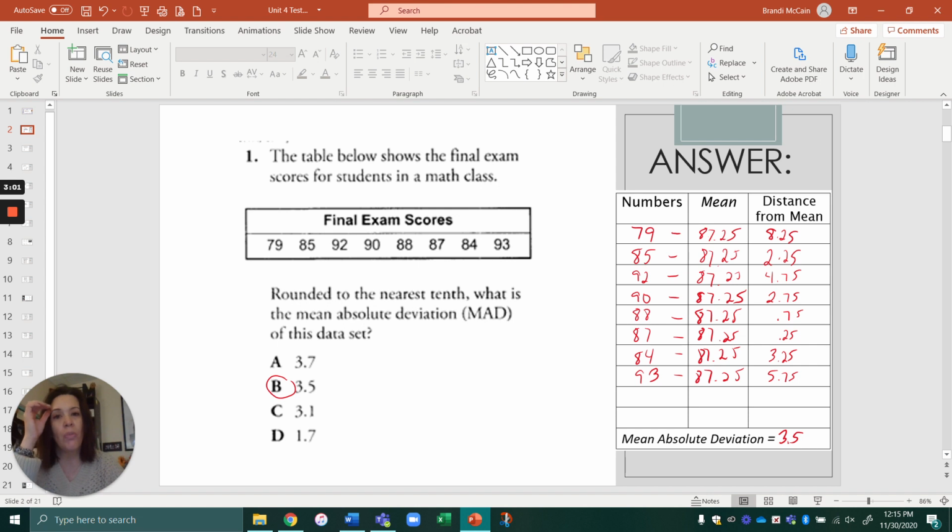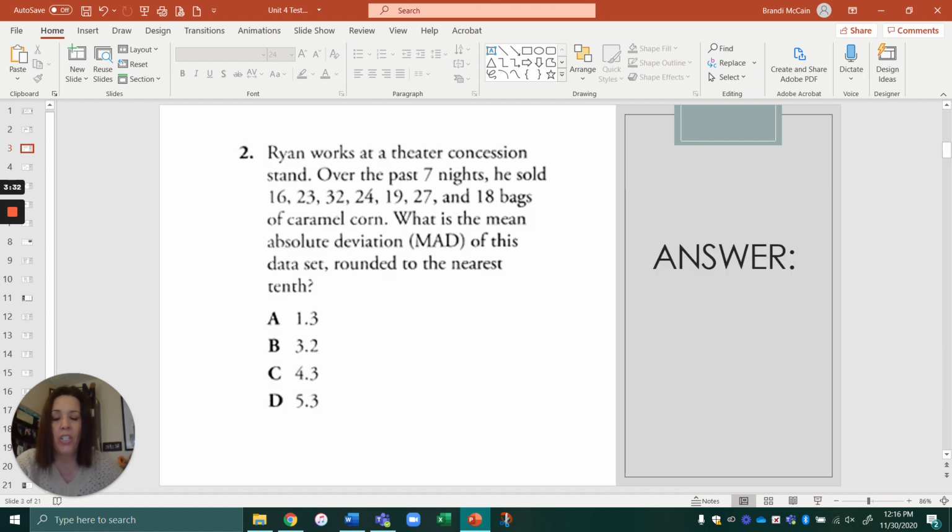That's the only one I'm going to actually work out. I'm just going to go through the rest of them quickly on mean absolute deviation, because that would take forever. Add them up, divide to find the mean, subtract, take all those subtracted answers, add them up, and divide to find the mean absolute deviation. It's the average of the distance. So number 1 is B, 3.5. Number 2 is mean absolute deviation again, and that one is C, 4.3.